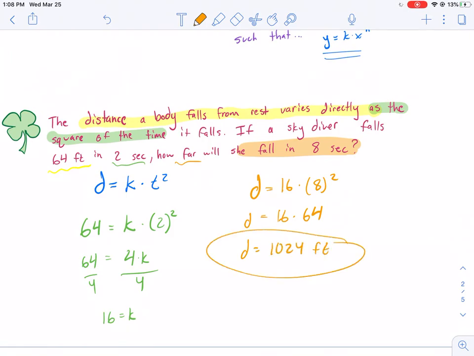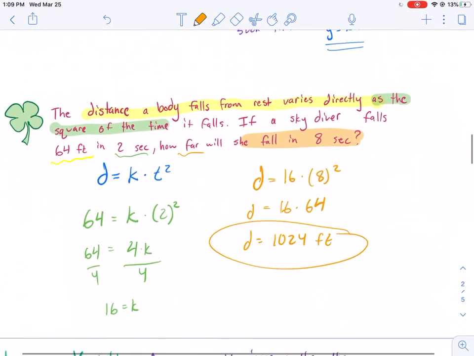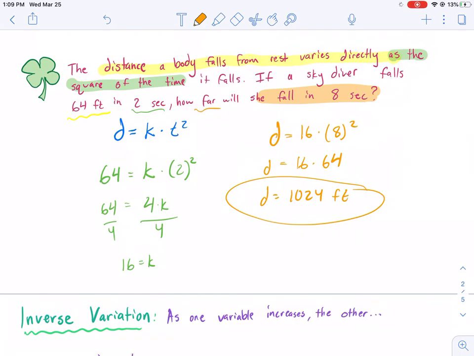Those are the units. And that's how you do direct variation and direct variation as a power. Stay tuned for the next video where we talk about inverse variation.